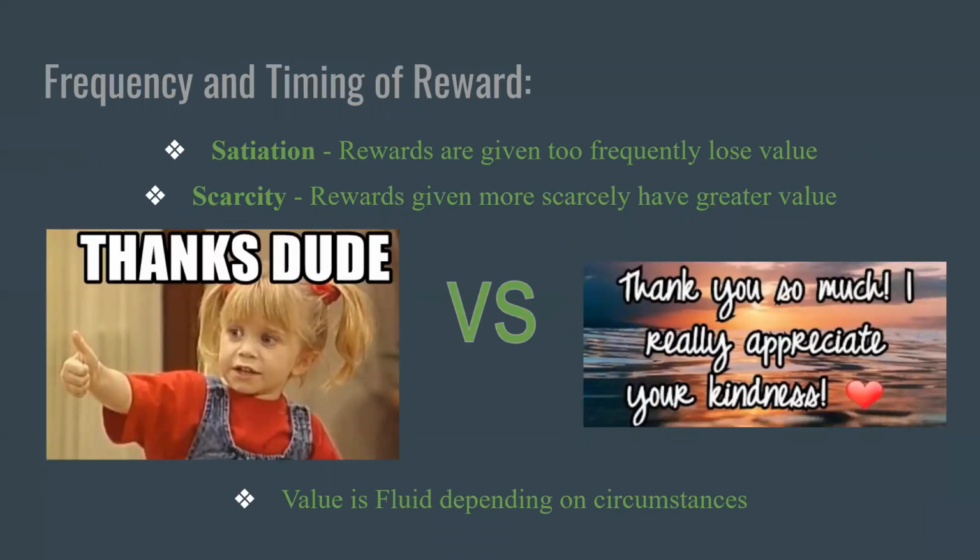How frequently the reward is received will alter the perceived value of such reward. Satiation is when rewards are given too frequently and lose their value, while on the other hand, rewards given more scarcely will have greater value. An example of this is if your roommate washes your dishes every day after every meal, it will eventually become normal and hold less value than if they only did it once a week. Additionally, the value of the reward can change over time.